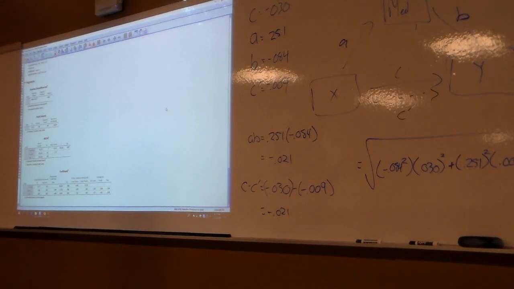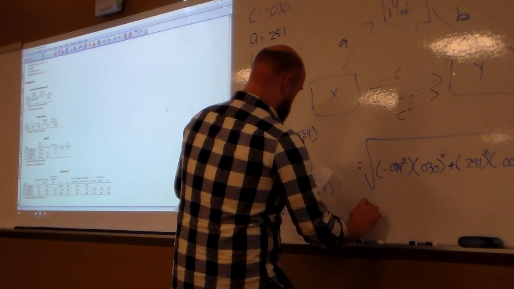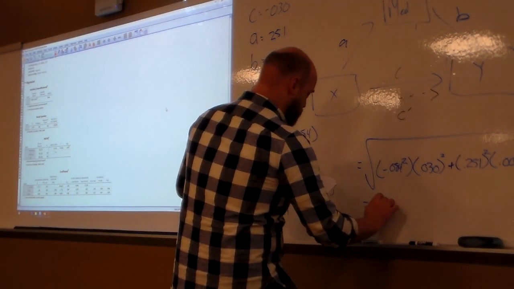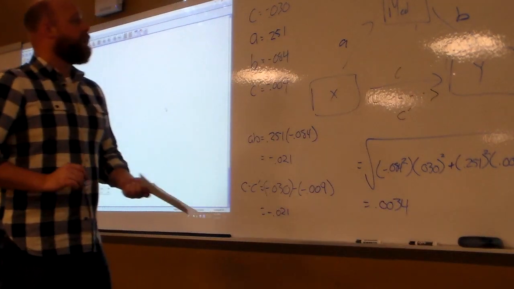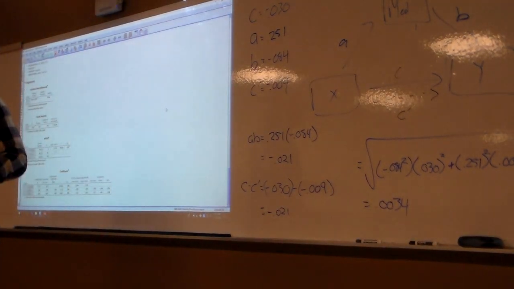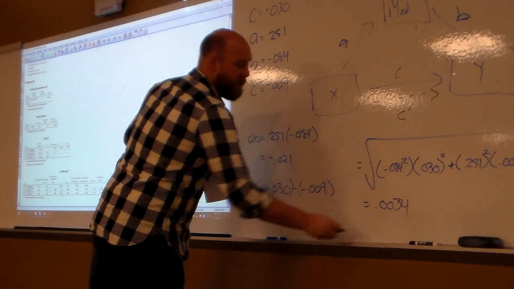And be careful. We're multiplying a lot of decimals in your calculator. Make sure that you're not just rounding to the nearest whole number and things like that, because you're going to be way off base. But if we run this out, what we're going to get is 0.0034. And this is going to be the standard error for my AB path as calculated through my Sobel test.